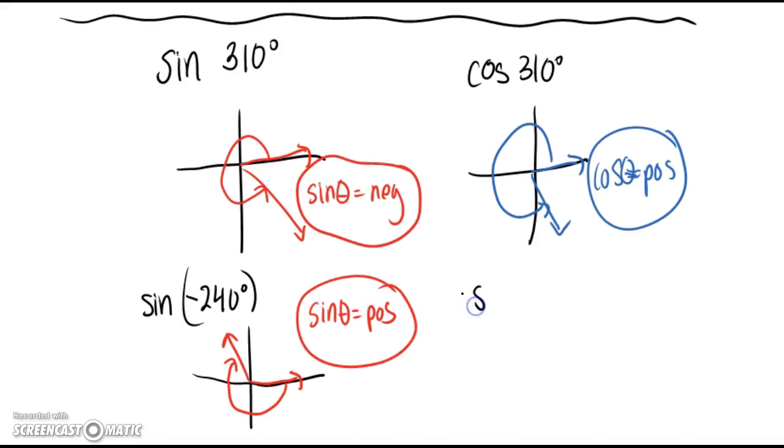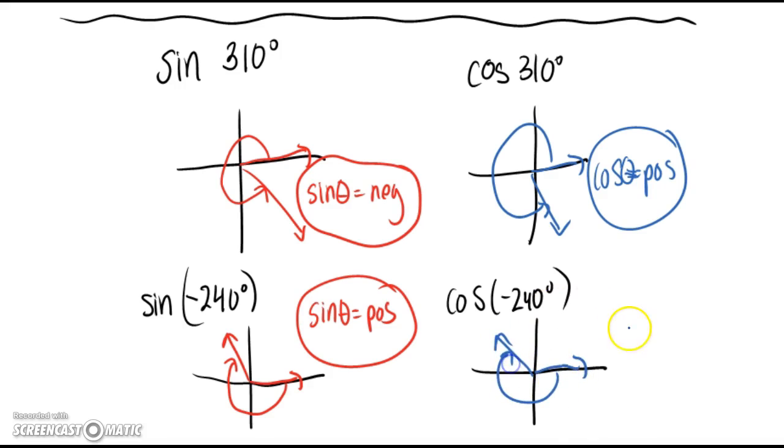And if we take the same angle, but find the cosine of negative 240 degrees, the cosine of this angle is negative, and that's because the x-coordinate of this angle is negative. So it doesn't depend on whether the angle itself is positive or negative. What it depends on is where the terminal ray is located.